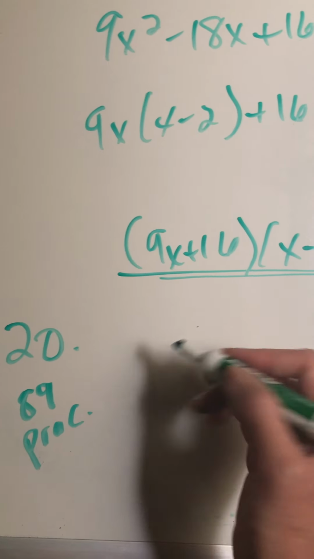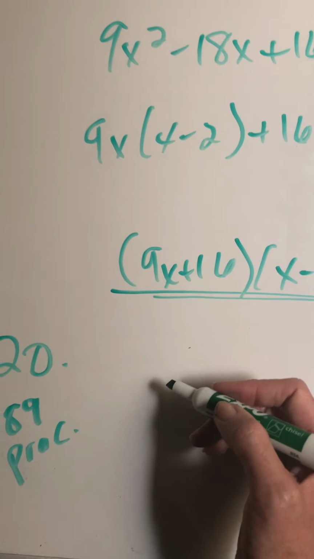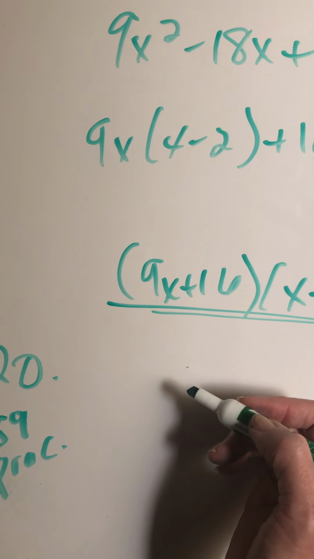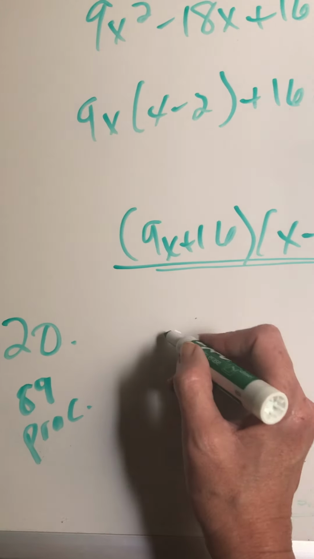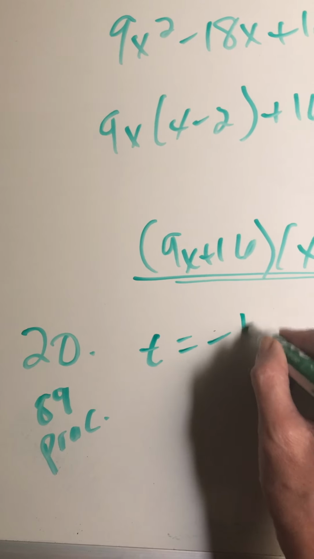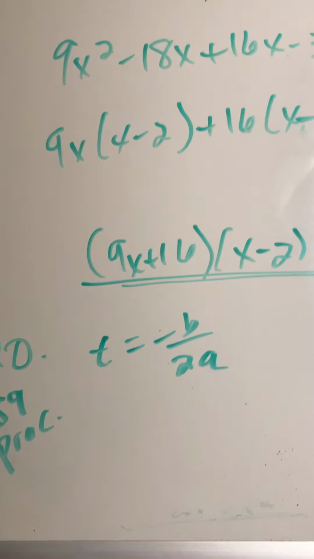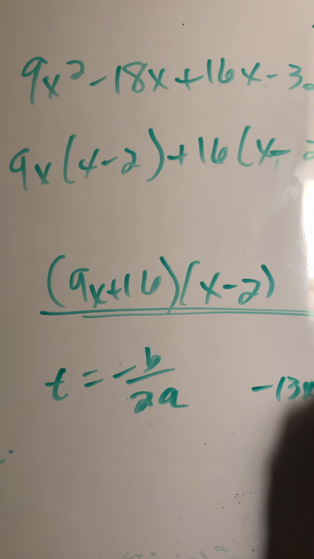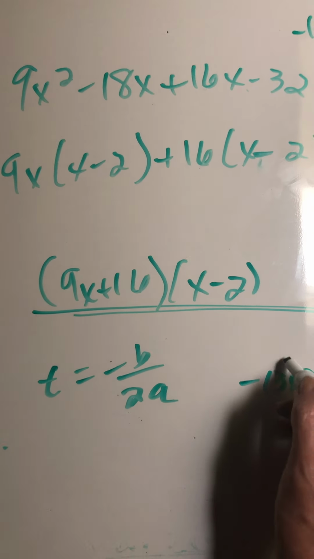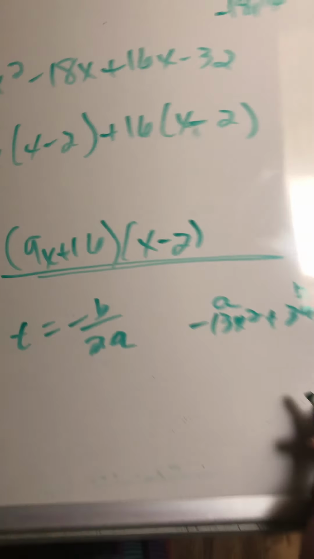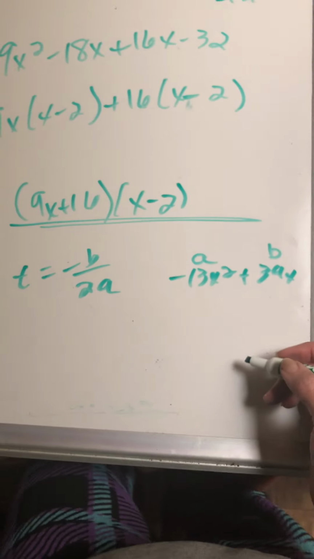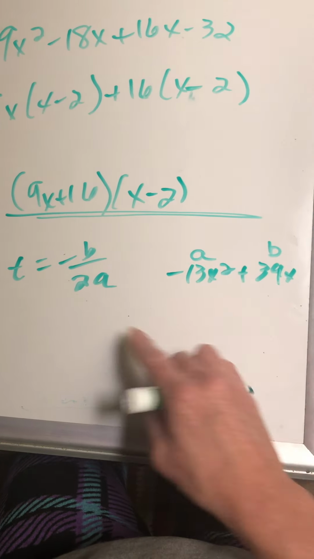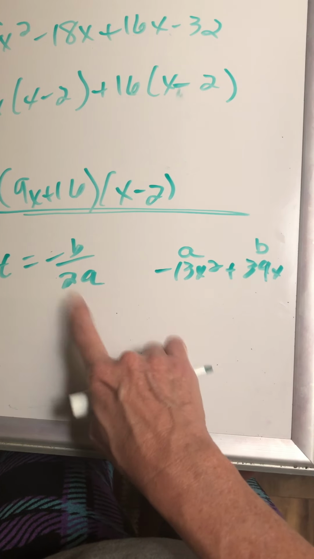What you're going to do, they want the maximum height. They actually just want the maximum height and the time it takes. So to find the time, that's negative b over 2a. They give you negative 13x squared plus 39x. So here's your a and here's your b. A is negative 13, b is 39. And you're going to use negative b over 2a. That's going to find the time.